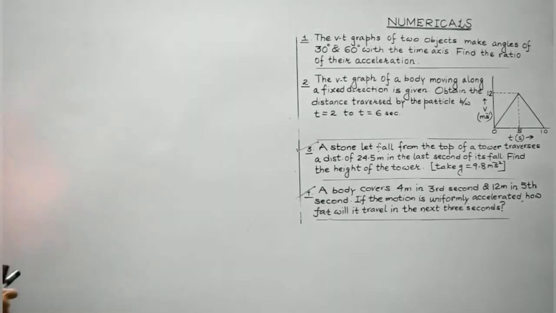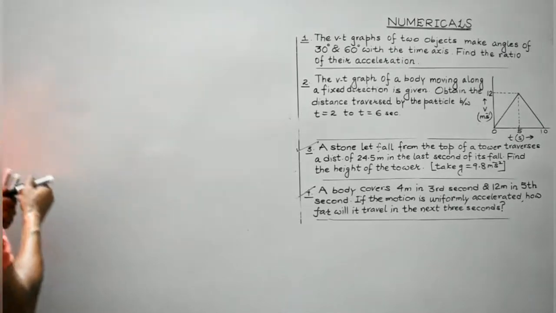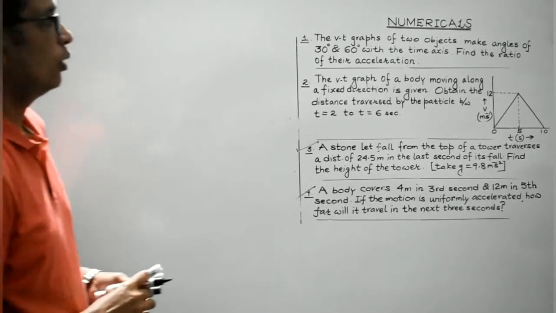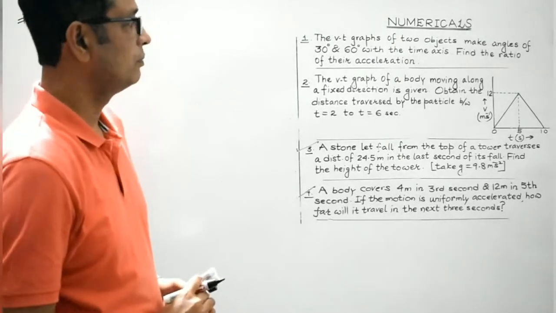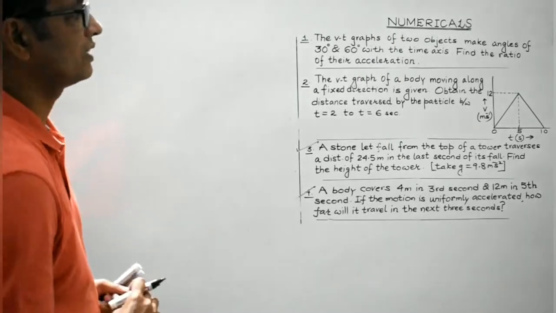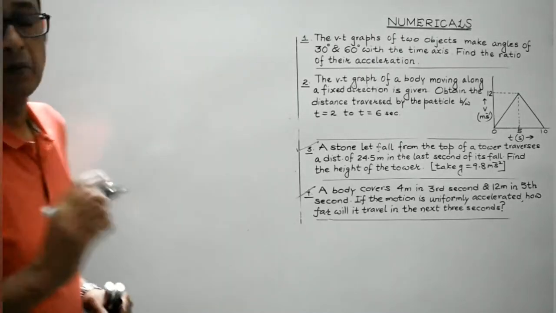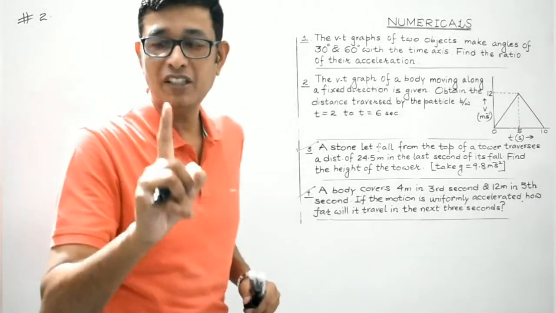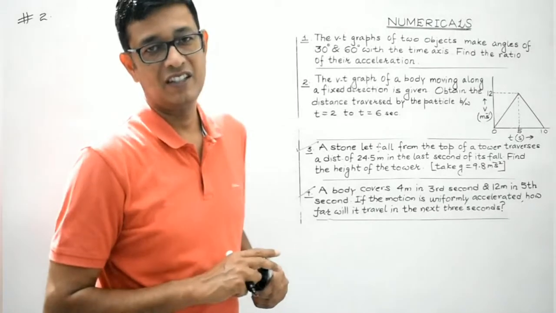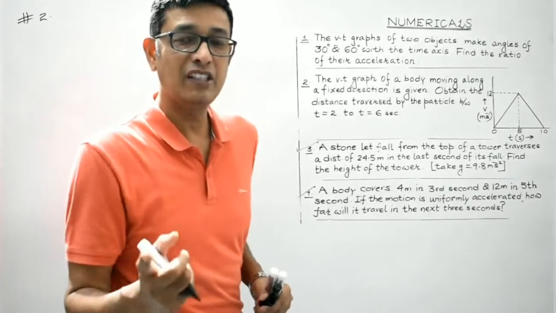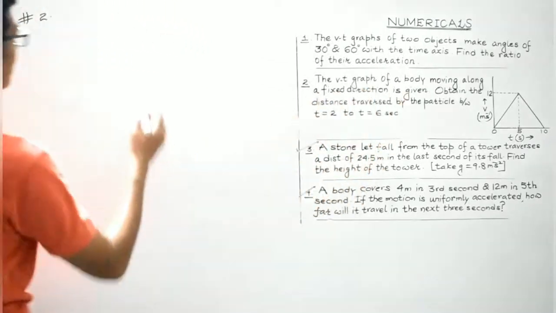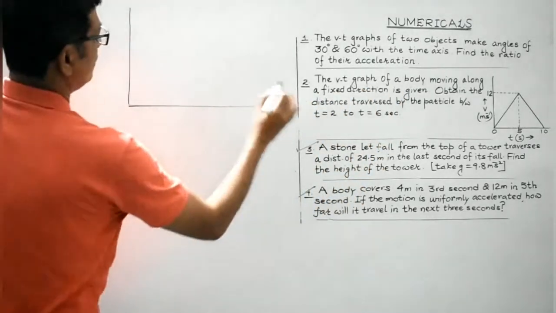So question number 2 is, the VT graph of a body moving along a fixed direction is given. Obtain the distance traversed by the particle between t equals to 2 to t equals to 6 seconds. Students, remember, significance of VT graph. The slope of VT graph will give us acceleration. Secondly, the area under VT graph, that will give us distance covered, isn't it? So what to do is, let me draw this graph over here.